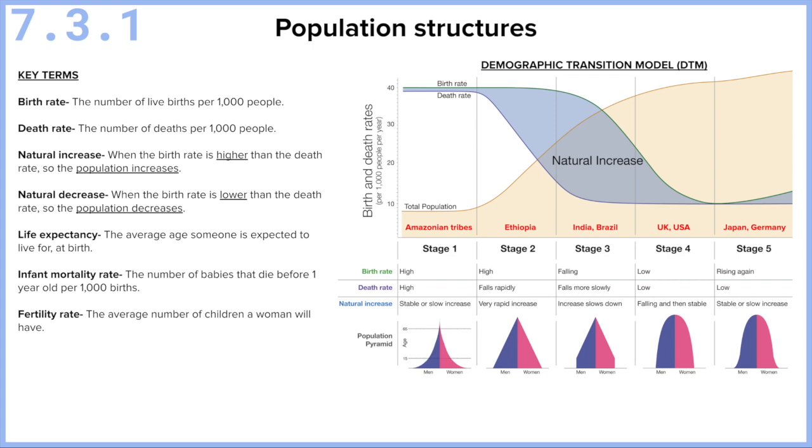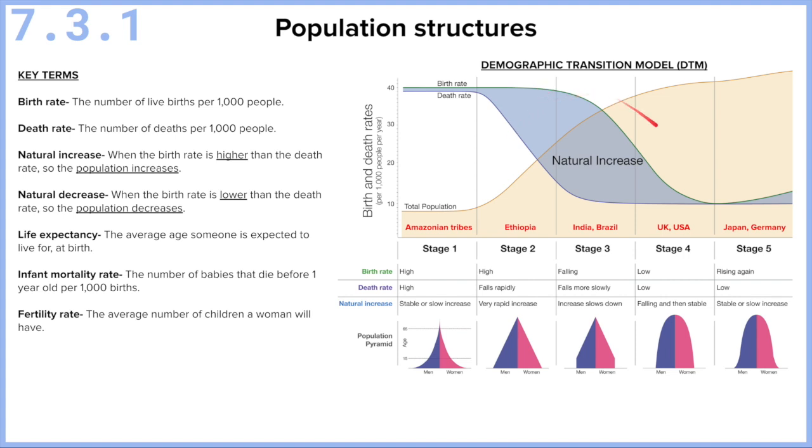The graph that I've got in front of us is called the Demographic Transition Model, also abbreviated to DTM. And this tells us what the birth rate of the area is, which is represented on this graph by this green line, what the death rate is, which is represented by the blue line, and then we've got an area in between. And the bigger this area is, the more people are being born, because this birth rate is much higher than the death rate.